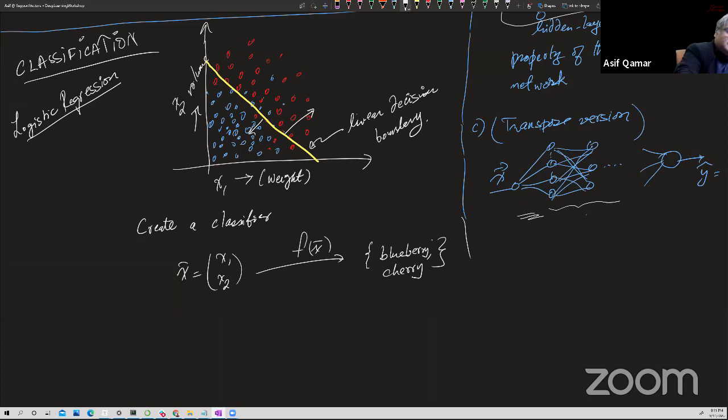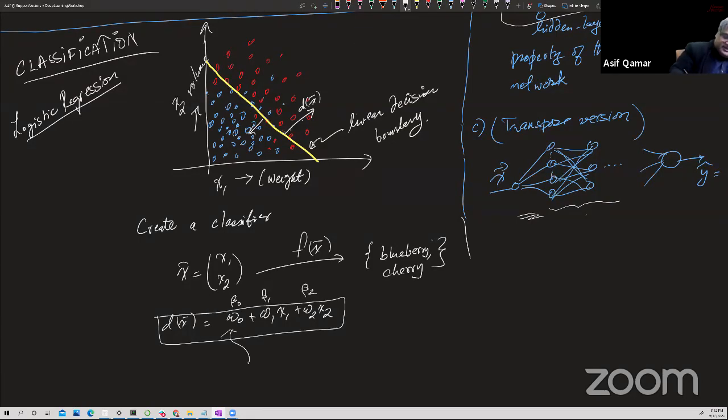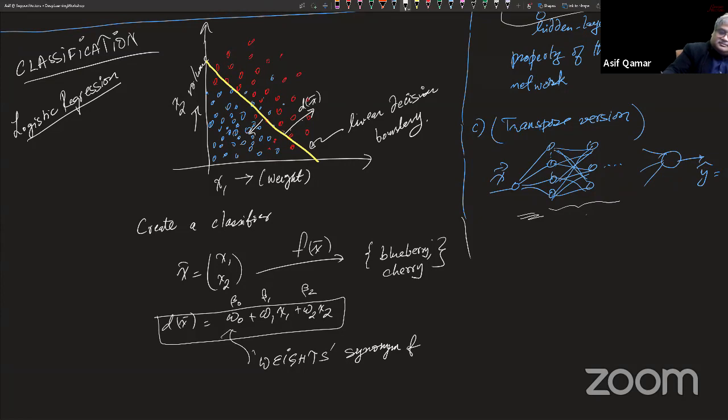It just so happens that this has a function. This distance from the decision boundary, d(x), happens to be w0 + w1 x1 + w2 x2. Now, some of you may remember that I used to write beta 0, beta 1, beta 2 in the past. In the deep learning world, it is much more conventional to use weights. These parameters are weights. A new name, or a synonym, for parameters. So if your distance d(x) is greater than 0, cherry. If it is less than 0, blueberry.